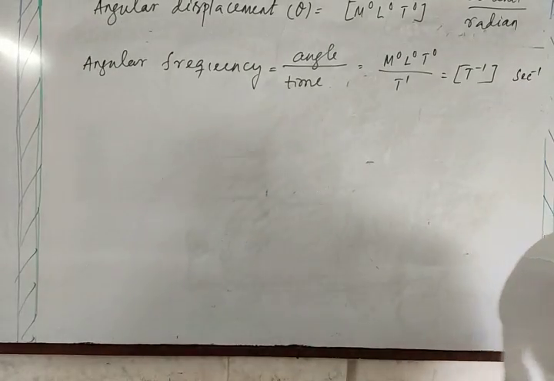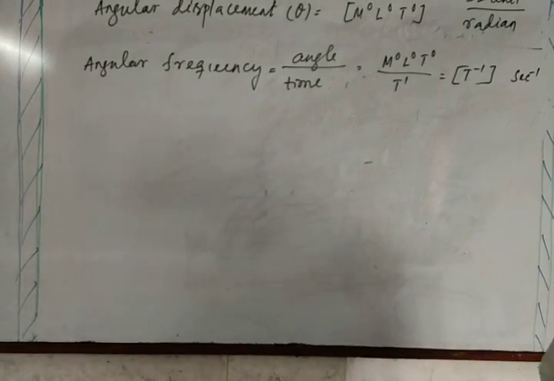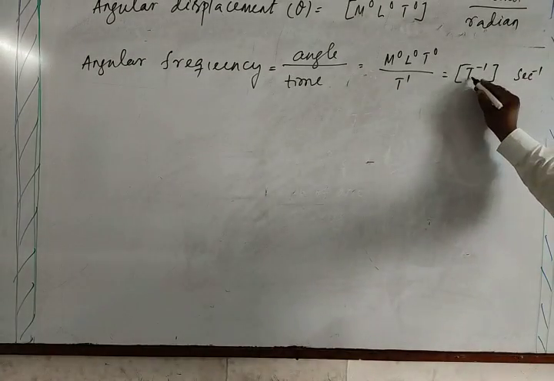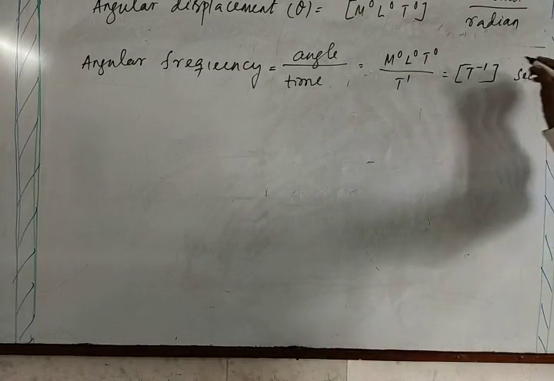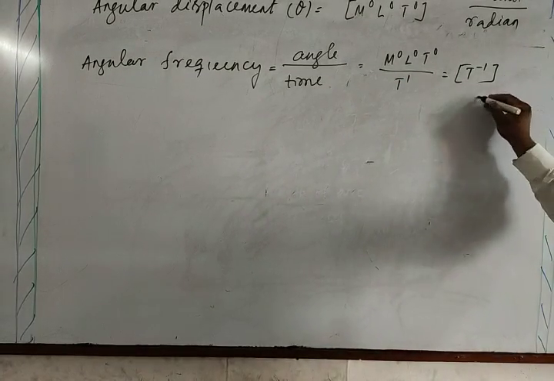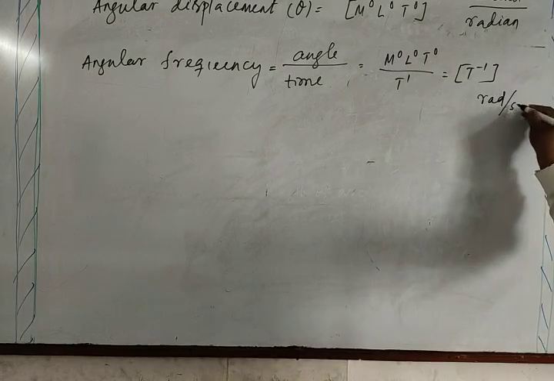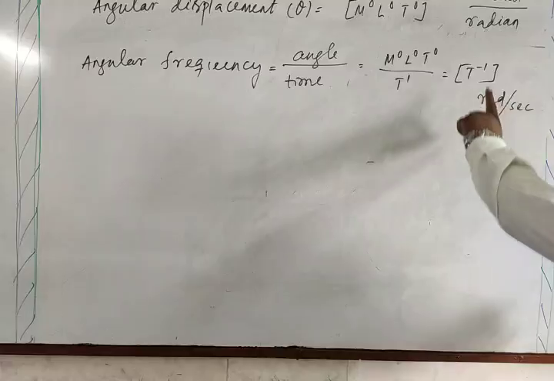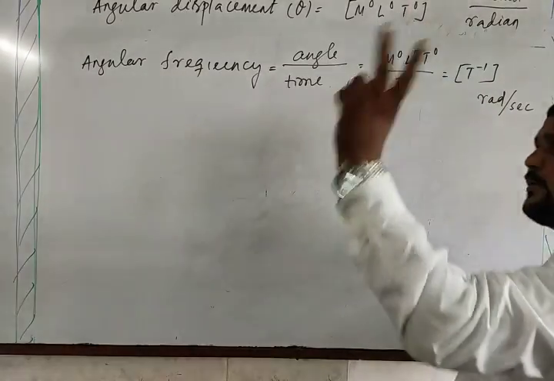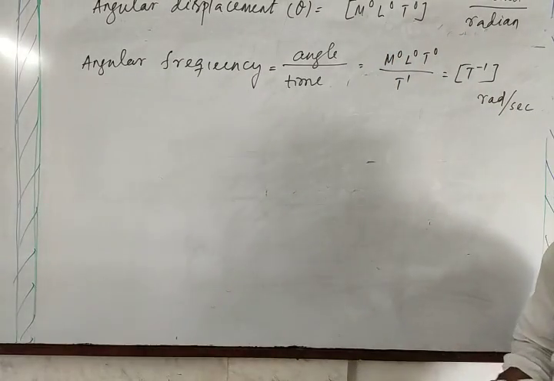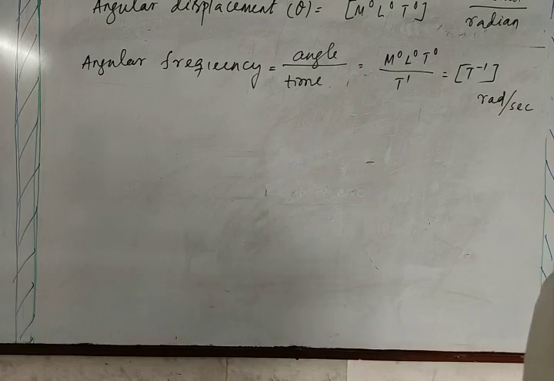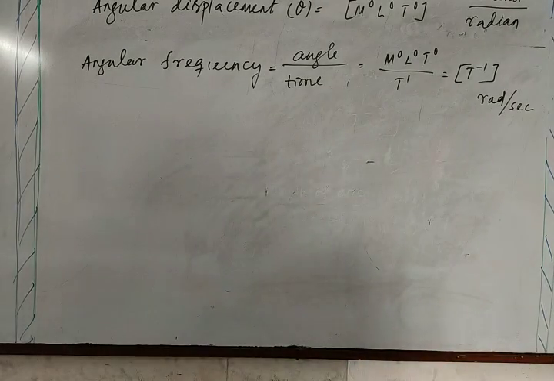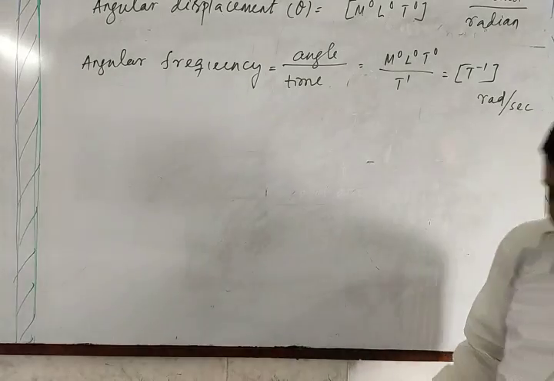The SI unit is second minus 1, and remember one thing, there is a T minus 1, but this is from angle, so angle should be radian, so I will write the unit as radian per second. This should be radian per second. If you write second inverse, then it is wrong, because angle has no dimension, but its SI unit is radian, so that is radian per second. Clear?